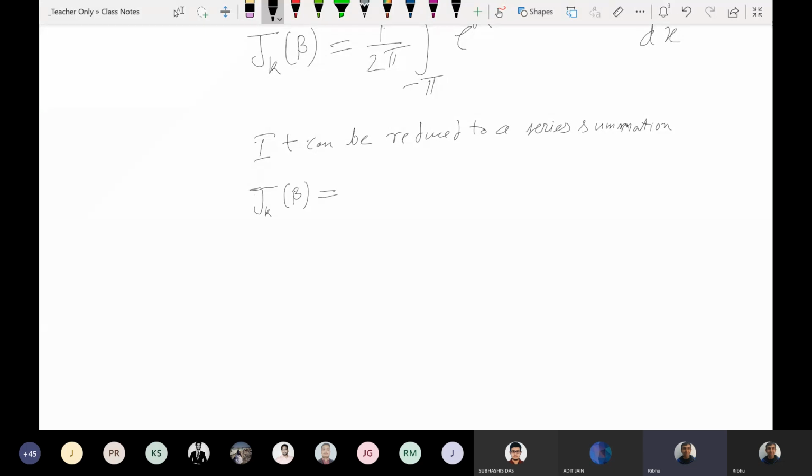So Jk of beta can be written as a series with summation m going from 0 to infinity, minus 1 to the power m divided by m factorial into k plus m factorial. It's not k minus m, it's k plus m factorial, times beta by 2 to the power 2m plus k. So if you sum this weird series, you have a chance of evaluating the Bessel function.